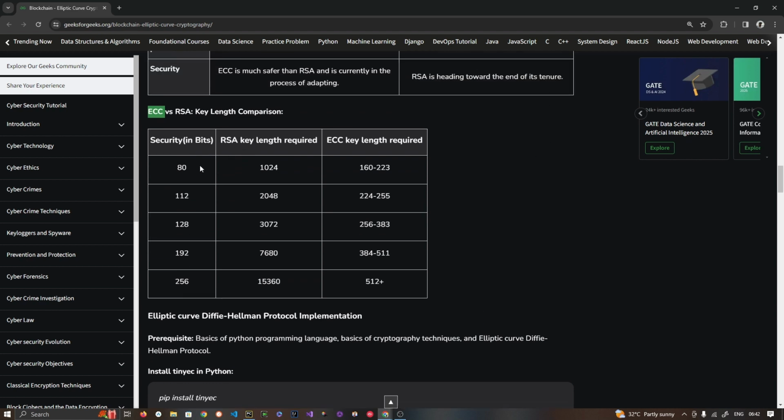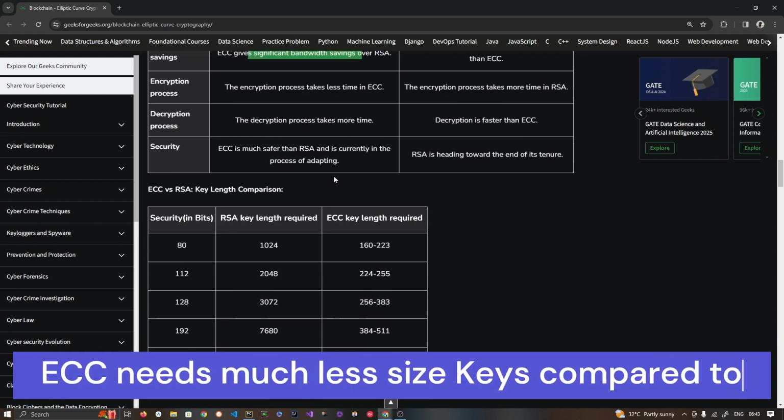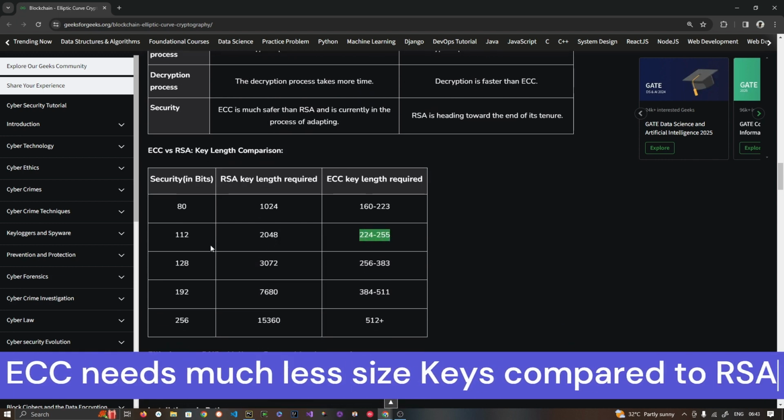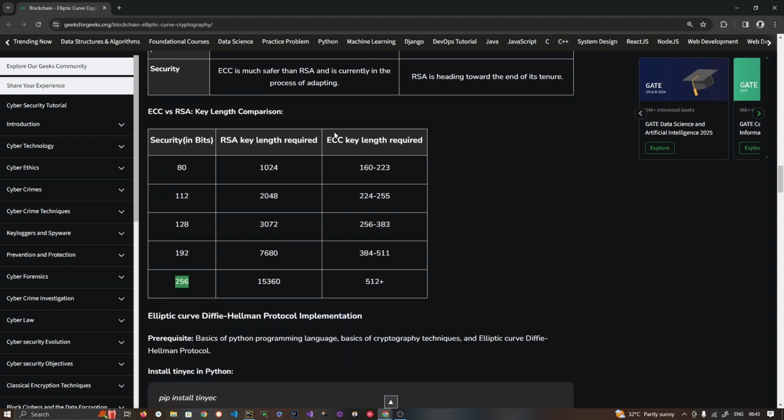Here you can see security. If you want 80 bits of security, then the RSA key length you need is 1024, but the ECC key length required is between 160 and 223. You can see the significant drop in size. That's the reason there is significant bandwidth saving. Similarly, for 256-bit security, we need an RSA key length of 512 plus, with a much smaller ECC key.